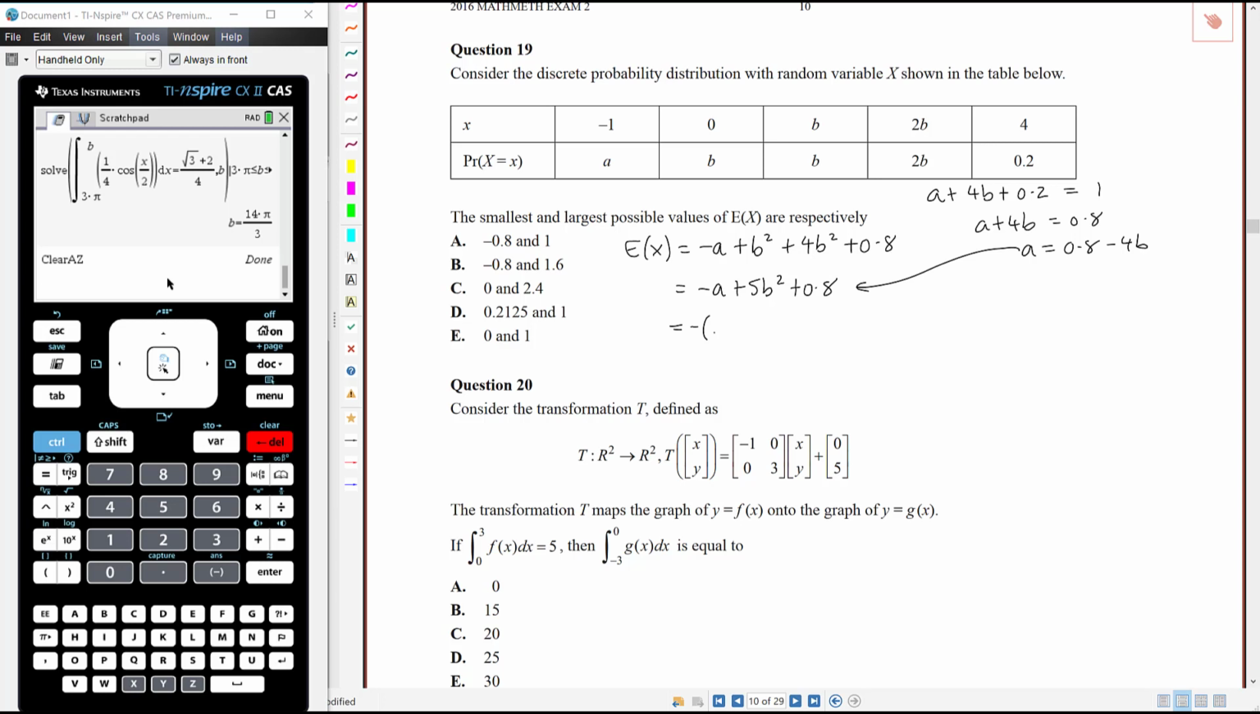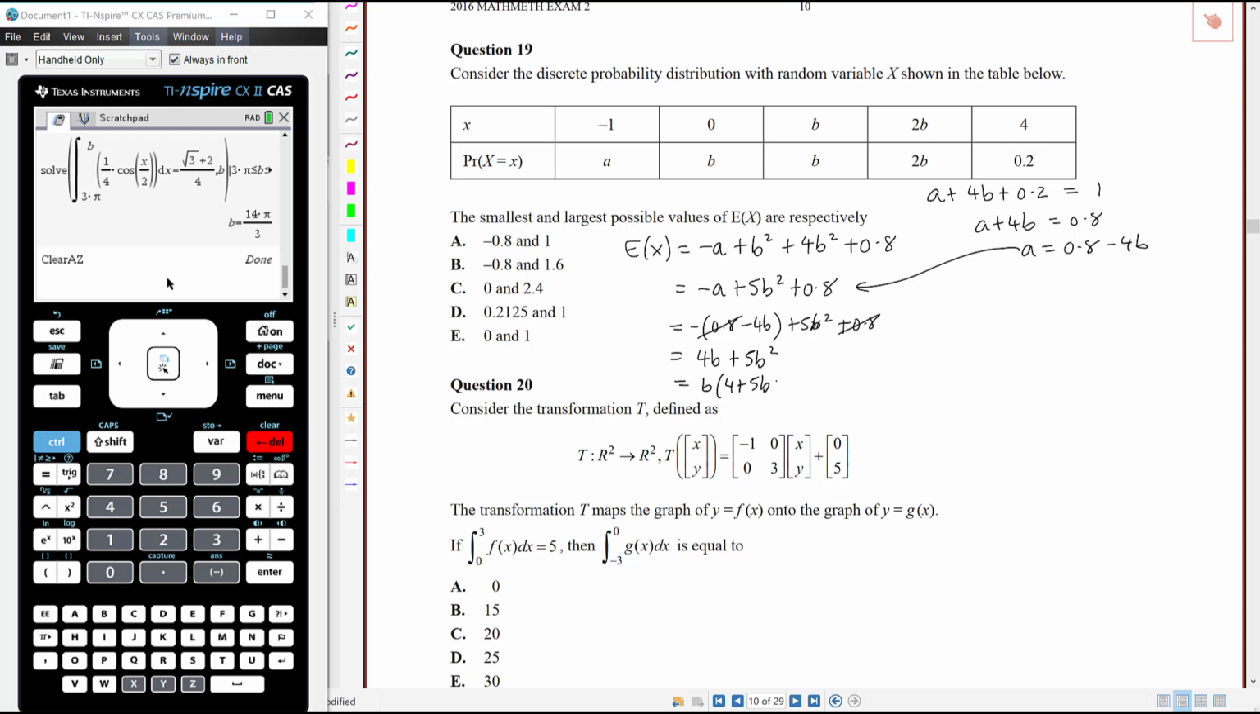So we know that it's -(0.8 minus 4b) plus 5b squared plus 0.8. So those 0.8s are going to cancel out. And we've got negative of negative 4b, so that's 4b plus 5b squared. Okay, so let's think about what's happening here. I might just factorize this just so I can see what's happening.